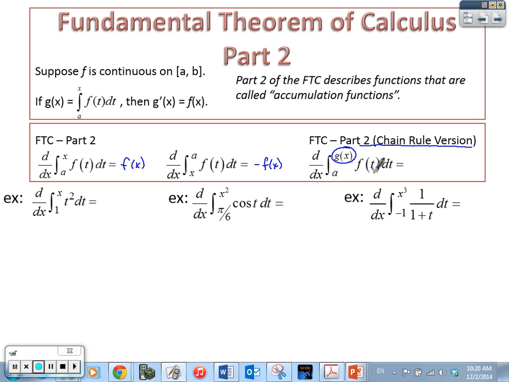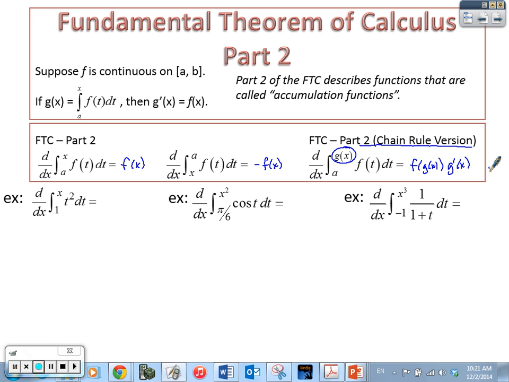But the second part requires us to chain it, and that kind of makes sense. If we have something that's not an x, we typically would chain it. So the rule for this is: the result would be f of g of x times g prime of x. That would be the chain rule version. And those are the rules. I know for many of us it's like, that seems too easy. Why do I just put a variable in there?